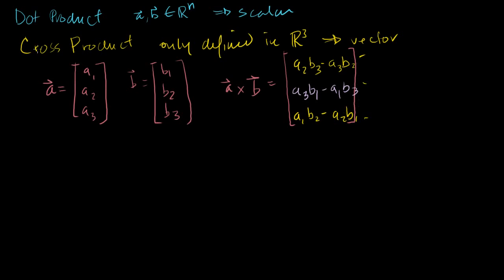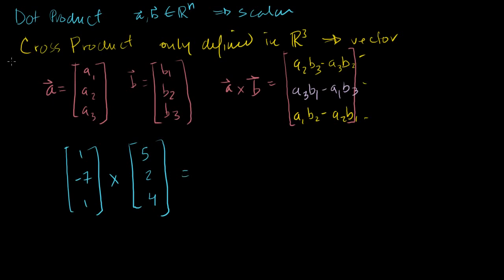So let me do a couple of examples with you, just so you get the hang of our definition of the cross product in R3. Let's say I'm crossing the vector 1, minus 7, and 1 with the vector 5, 2, 4. So this is going to be equal to a third vector.